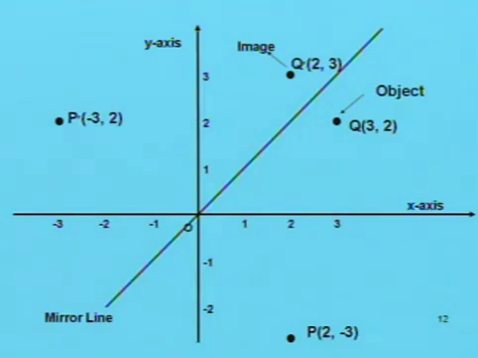The mirror is placed along the line y equals x. Mark the mirror line there. When you look into the mirror, Q (3, 2) would give us an image Q' (2, 3). And P, which is (2, -3), when reflected in the mirror line, will produce an image P', which is (-3, 2).